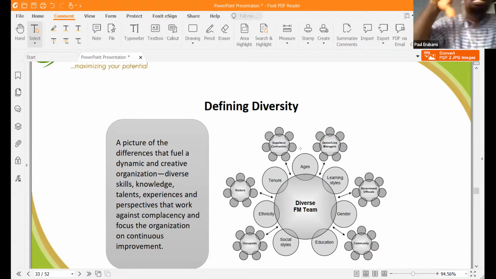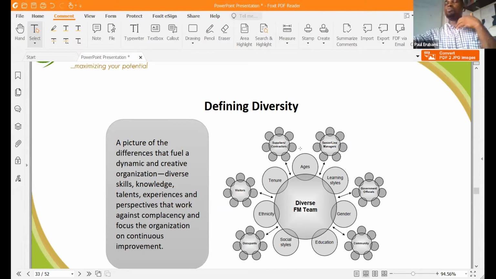When you have all these factors in your team, it creates a kind of oneness in your team. It doesn't create a silo, right? I have a team of different age groups. Everybody comes with different experiences. I have different people with different skills. I have people from different parts of the country.